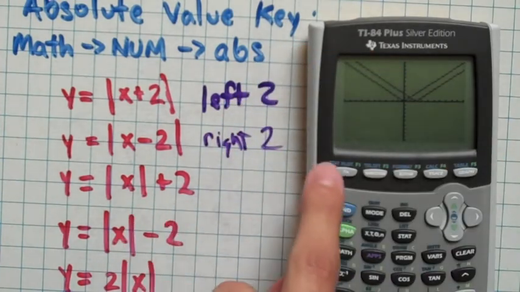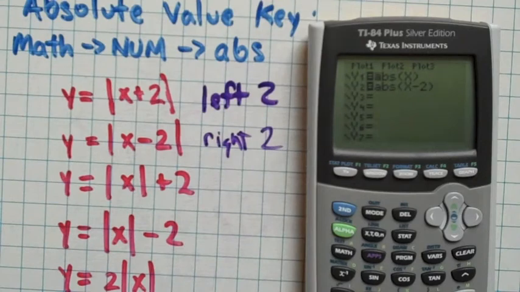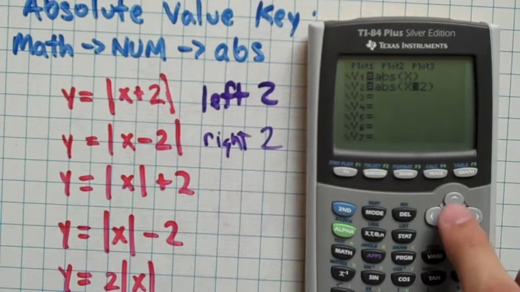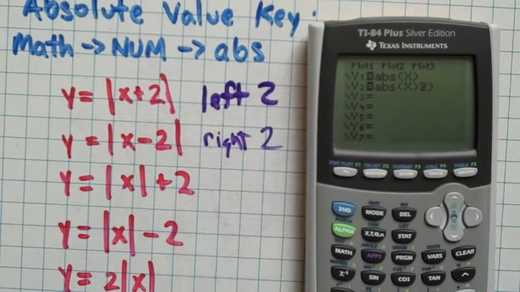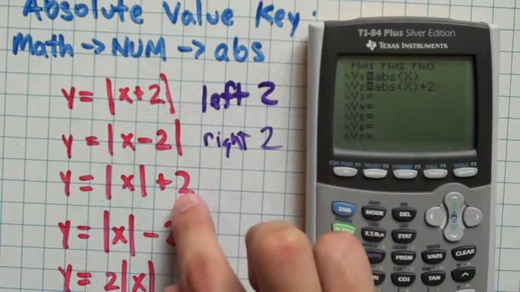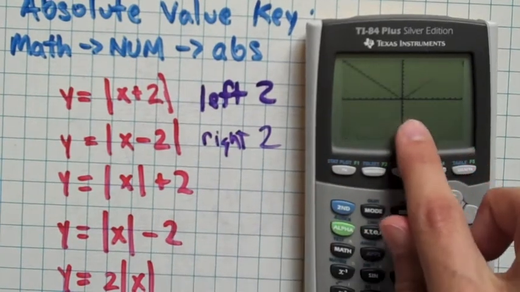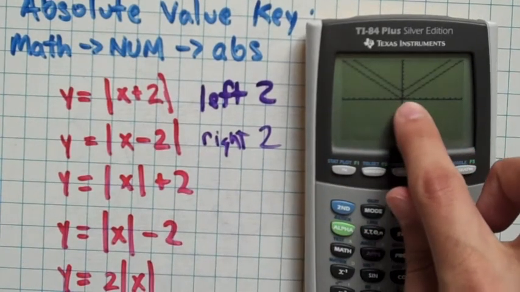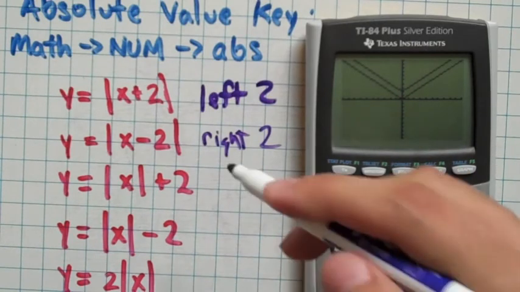If I look at my next one here, this one, the plus 2, is outside the absolute value. So what I'm going to have to do for that, I'll close my parentheses before then and I'll do a plus 2 on the outside, like this. That's this one right here. Original, new one, went up 2.